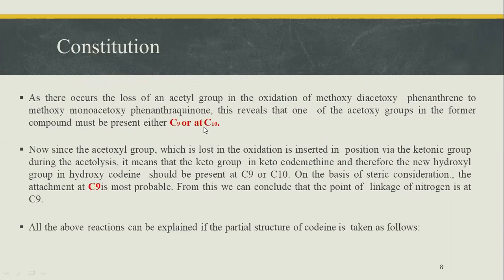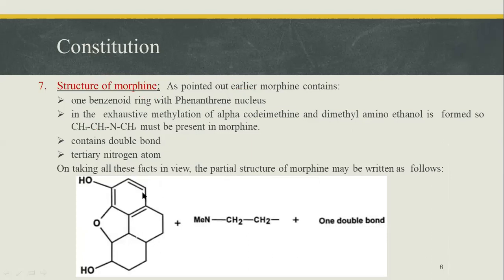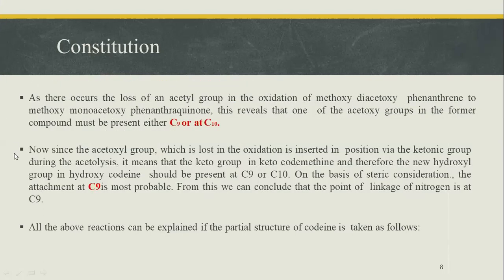So if you go to the previous slides, we can see that this is the first carbon, second carbon, third carbon, fourth carbon, fifth, sixth, seventh, eighth, ninth, and 10th. So now we are discussing the point of linkage of the nitrogen attached to the phenanthrene nucleus. So these are the two positions which are free. 9 and 10 are the positions which are free, where the nitrogen can be attached. So the nitrogen can be either on the 9th carbon atom or on the 10th carbon atom. So for this we have to further study.